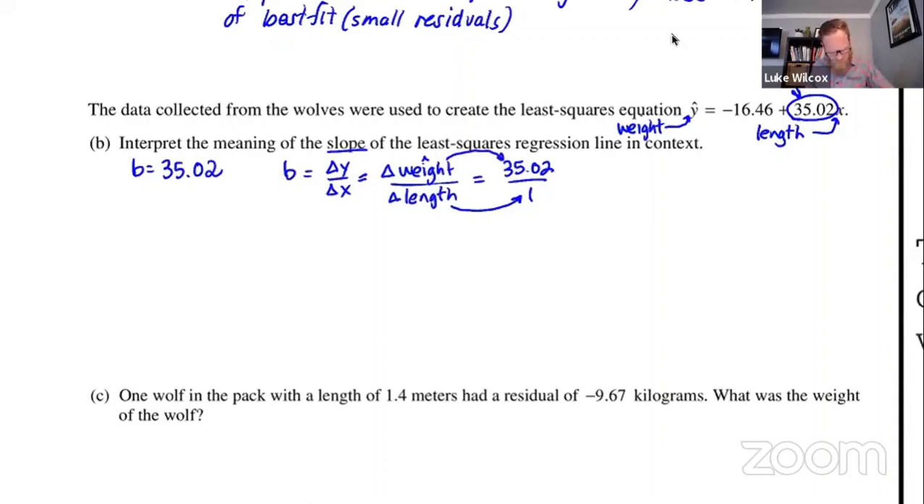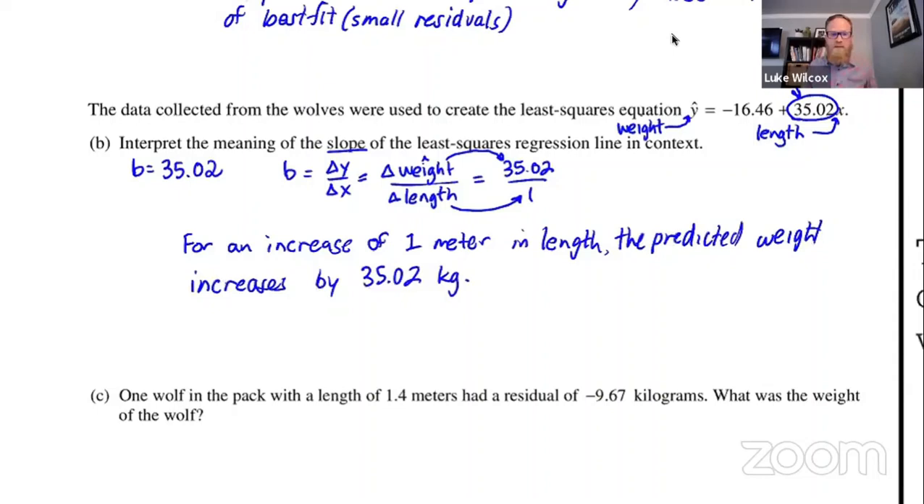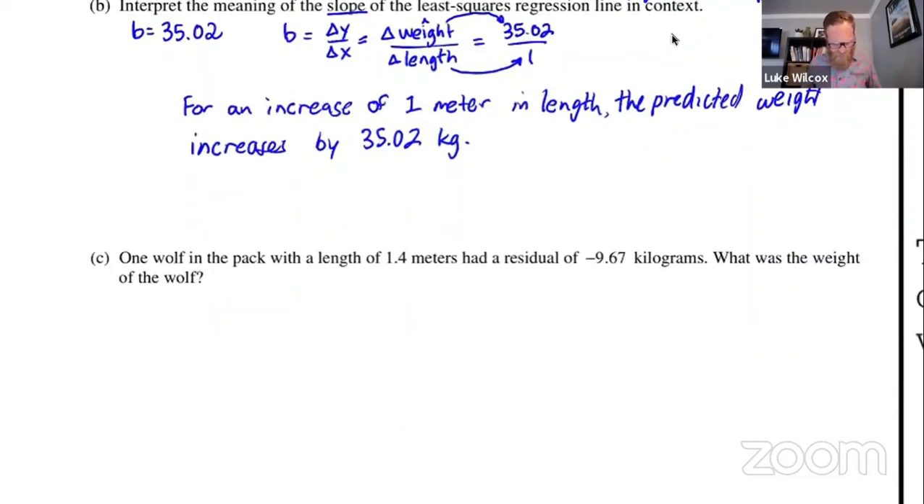So here we go. For an increase of 1 meter in length, the predicted weight increases by 35.02, and our units for weight is in kilograms. So there we have our interpretation of the slope of the line of best fit. And we are ready for part C.